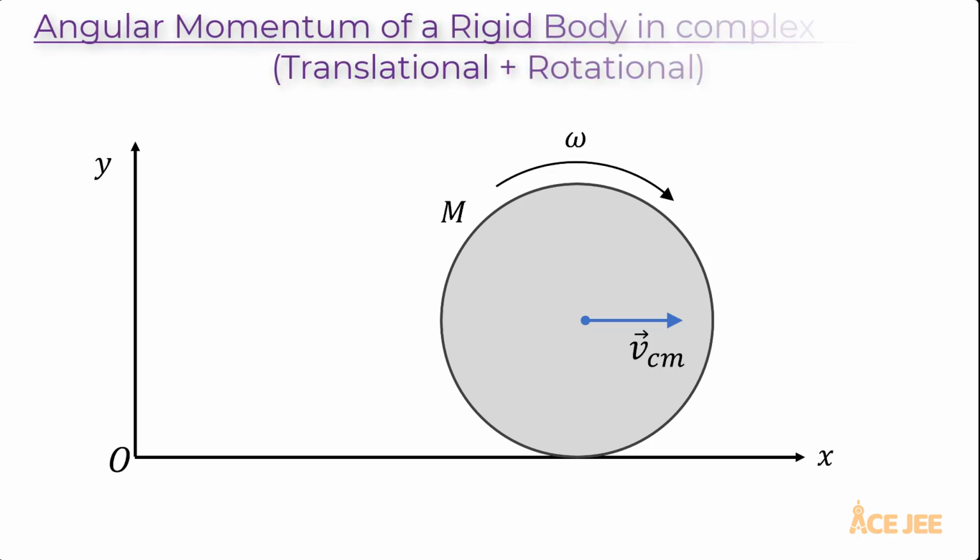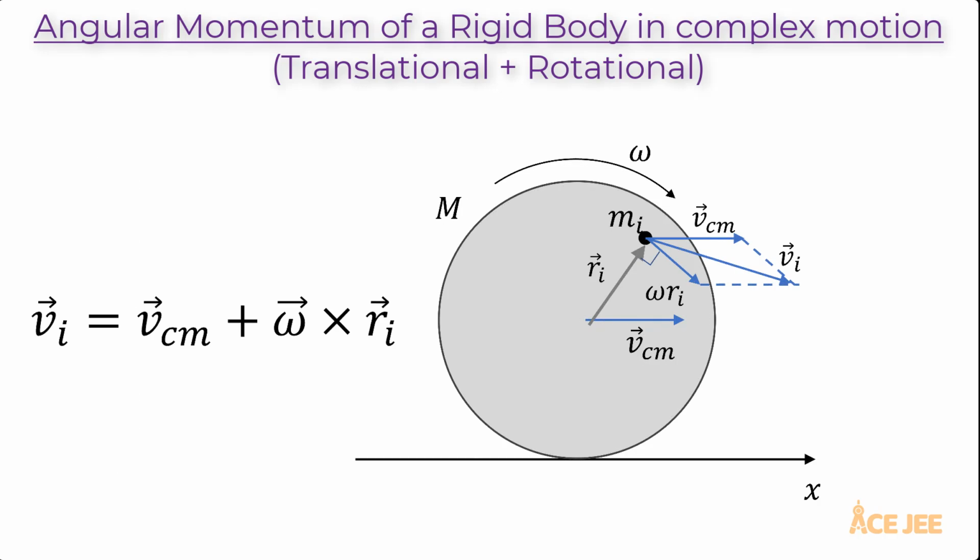Angular momentum of a rigid body under complex motion, meaning a rigid body under translational plus rotational motion, which can alternately be viewed as translational motion of the center of mass of the rigid body plus the purely rotational motion about an axis passing through the center of mass. So how do we approach such situations?